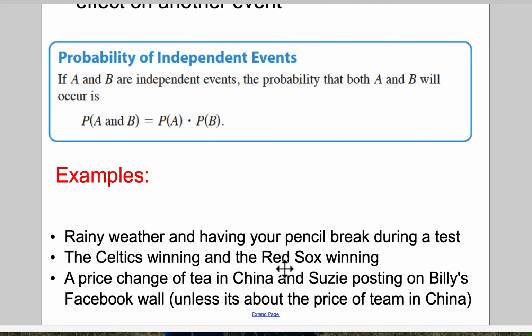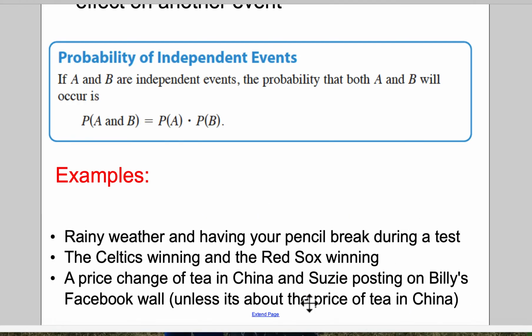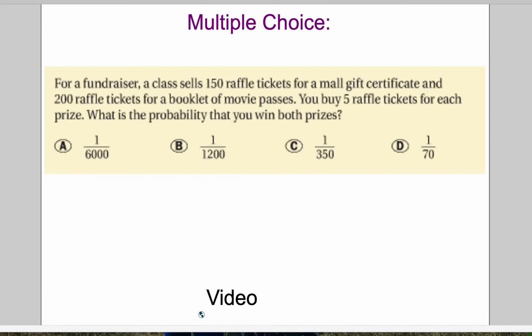Celtics and Red Sox winning, probably the Celtics winning doesn't have an effect on the Red Sox winning and vice versa. The price of tea in China and Susie posting on Billy's Facebook wall, right? Independent, unless, however, the post was about the price of tea in China, in which case they would actually be dependent, which that's 6.3, don't worry about it, all right?